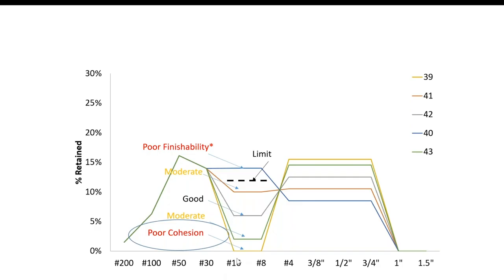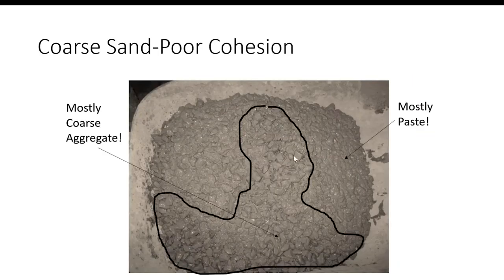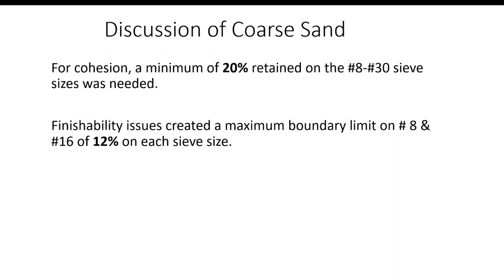If you have not enough of this 8 or 16, do you remember that segregation problem I told you about? It comes back. This is what that concrete looked like. This is inside a wheelbarrow. You dumped it out. All this rock is here, and all this paste is over here. If you don't have enough of this intermediate aggregate, it segregates. And again, that is a huge problem with pumping. So the tarantula curve helps you get safer mixtures for pumping as well.